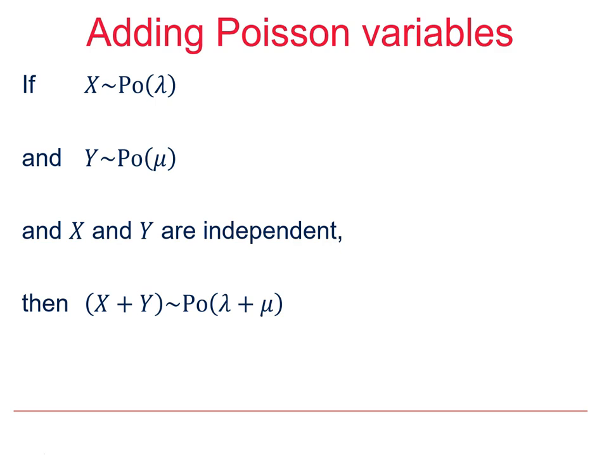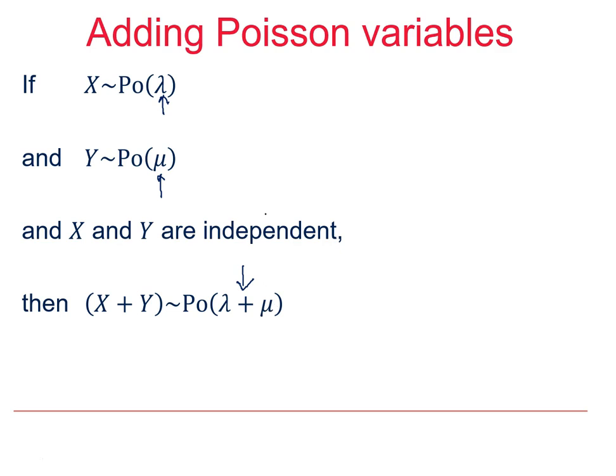So rather than scaling, if we look at adding Poisson variables, if we have 2 variables x and y, each distributed with a Poisson distribution, x with parameter lambda and y with parameter mu, so we need to call it something different. Provided x and y are independent, then x plus y will also follow a Poisson distribution, and the parameter will be the sum of the 2 previous parameters.